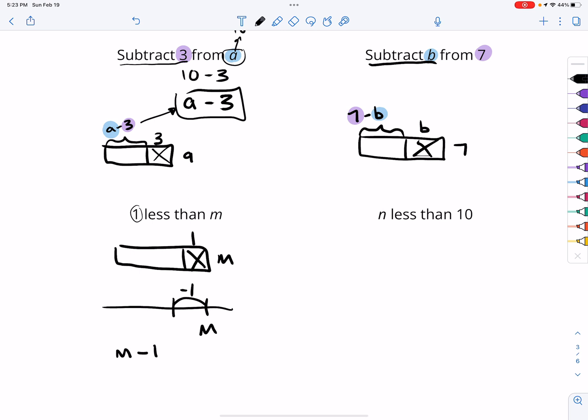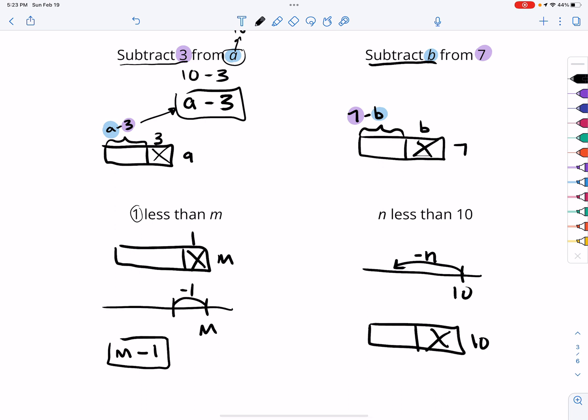So even though our constant is given first, our expression needs to have that variable first, because we are having 1 less than that. We started with m, and we're taking away from that. Next example, n less than 10. So we're starting at 10, and we are going less than that, whatever the value of n is. Or we have 10 in our bar model, we're crossing out n of it, and to get the remaining piece, we would have to do our 10 minus n. So over here, I forgot to put this in. This would be m minus 1.